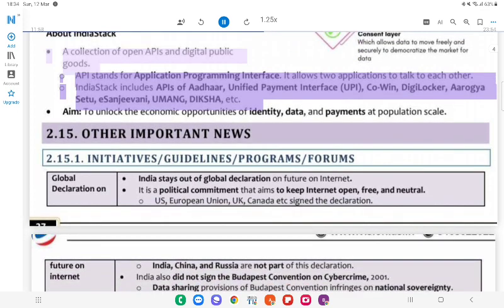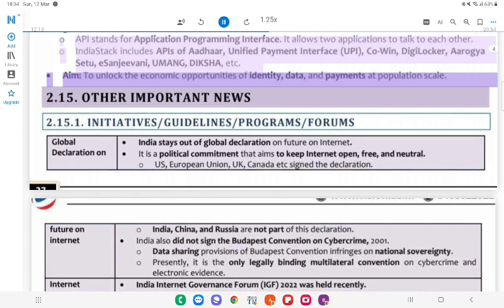API stands for Application Programming Interface. It allows two applications to talk to each other. India Stack includes APIs of Aadhaar, Unified Payment Interface, UPI, CoWIN, DigiLocker, Aarogya Setu, eSanjeevani, UMANG, DIKSHA, etc. Aim: to unlock the economic opportunities of identity, data, and payments at population scale.